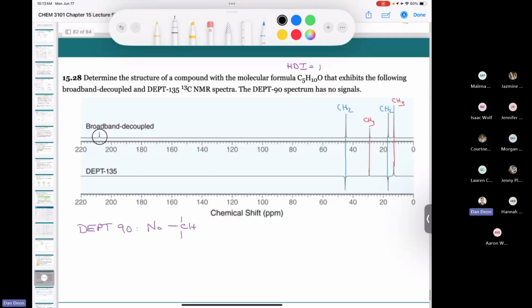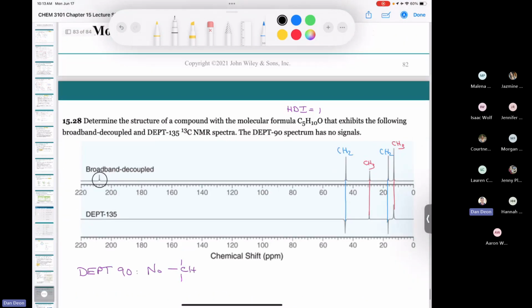Well, I can tell you it's not an aldehyde, right? How do we know that? Because there's no CH in here, right? So that means it must be a ketone. It's got to be a ketone. So your HDI is in the double bond, so that's this. So what are your pieces?